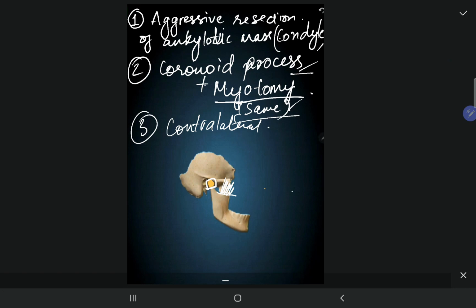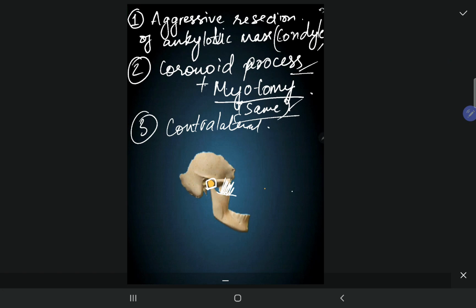After we do the complete resection of the condyle and the coronoid, and remove the muscles, doing the myotomy, we check the maximum mouth opening of the patient, the maximum incisal opening. If it is less than 35 millimeters, then we remove the contralateral, that means the opposite side, also. Then we do the contralateral coronoidectomy. So first we do the same side, then we check the mouth opening, and if it is less than 35 millimeters, then we go for the contralateral side.